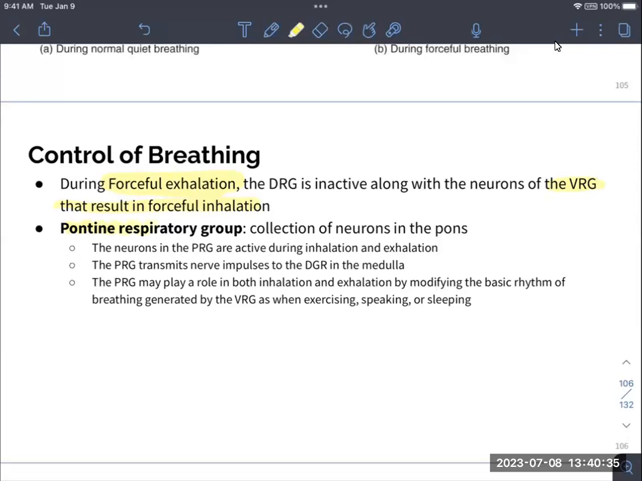We have the pontine respiratory group. This pontine respiratory group does inhalation and exhalation. These neurons are working. They actually send information to that dorsal respiratory group in the medulla. The pontine respiratory group, they think, plays a role in modifying the basic rhythm of inhalation and exhalation, exercising, speaking, and sleeping.